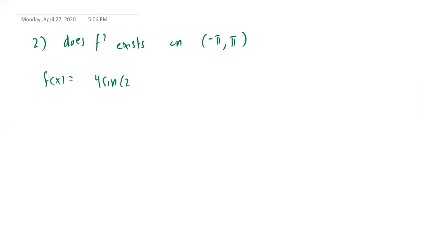Now for the second part, does f prime exist on AB? In this case, negative pi to pi. Well, it's simple. Just find the derivative. If you can find it, it exists. So f of x was 4 sine 2x. What's the derivative? Well, this is by the chain rule. It's 8 cosine 2x. Oh, the derivative exists. I can find it. It exists everywhere, right? So it exists on the interval negative pi to pi.